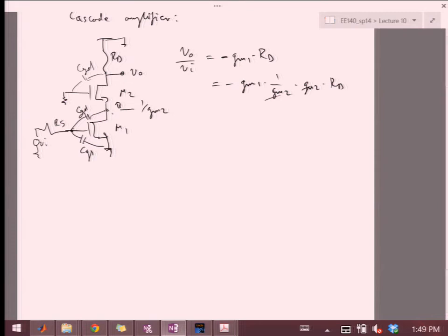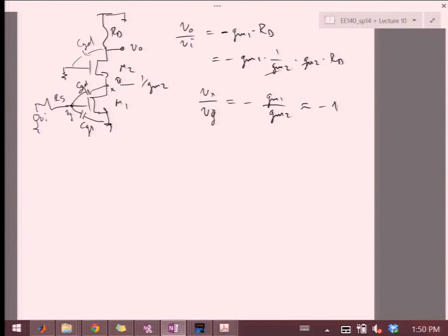So if we label this node X, that means that Vx over V gate is exactly that, minus GM1 over GM2. Now, if these transistors are roughly the same size and same currents flowing through them, with VGS voltages being kind of the same, minus VT, then this is approximately going to be minus 1. So it's not going to be a lot of difference between these two GMs. And notice that this is your Miller multiplier.